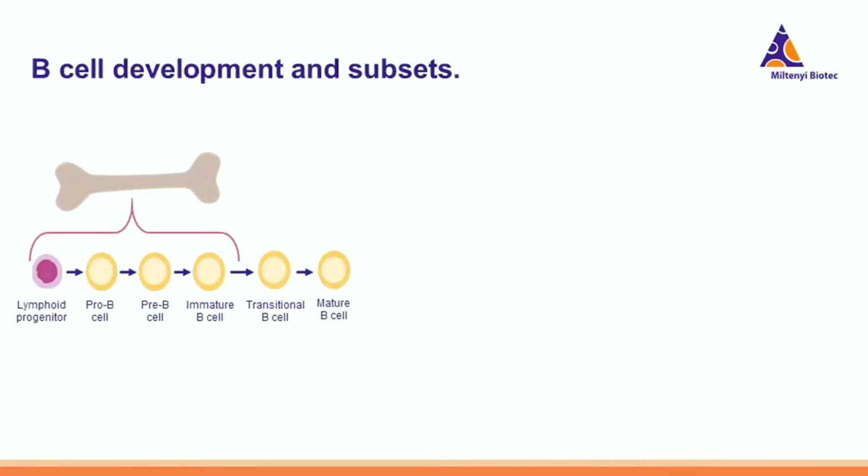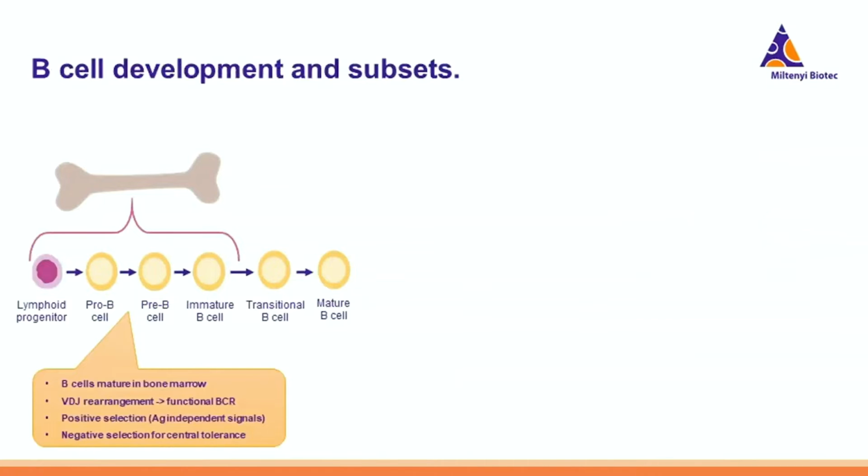And now we look into the B2 cells. From now on, I will just call them B cells and how they are developing. Mainly the B cells develop in the bone marrow. From the progenitor cells, we have pre, immature B cells, then transitional B cells, and then in the end, the mature B cells. And in the bone marrow, there's a lot happening.